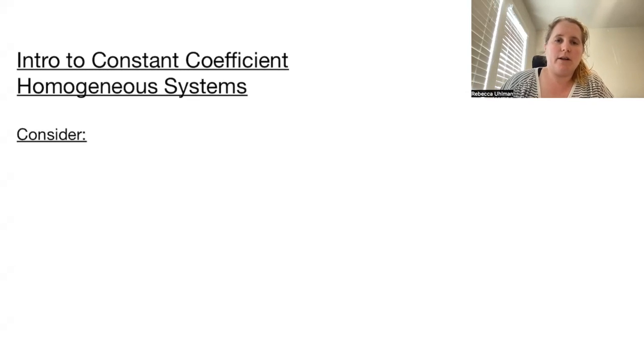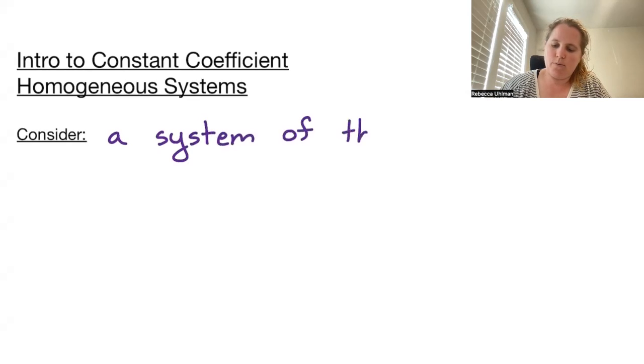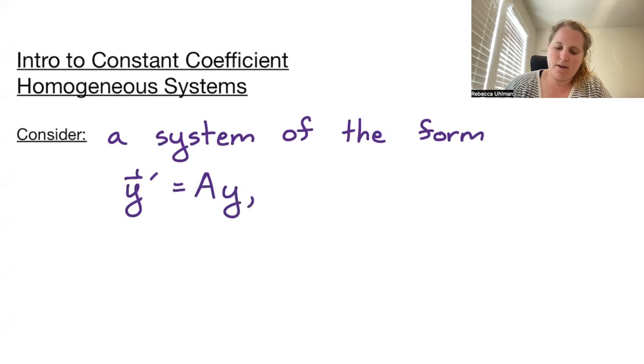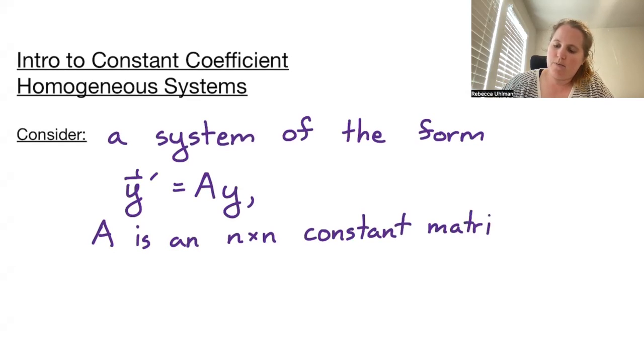Welcome to Intro to Constant Coefficient Homogeneous Systems. So let's consider a system of the form y prime is equal to A times y, where A is an n by n constant matrix. So in this case, as A is an n by n constant matrix, all of our coefficients are constants, and we are looking at a homogeneous system.